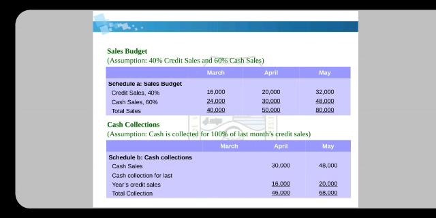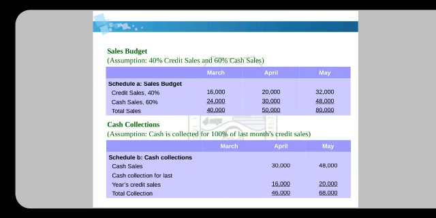Now cash collection. It is not a cash budget, it is a cash collection that we are going to make. What assumption are we having? The information is given in previous slides. Cash is collected for 100% of last month's credit. So for March there is nothing, but looking at the sales budget, the credit sales are 40%, so 16,000 of March we are going to get in the April month, and 40% of April we are going to get in the May month.